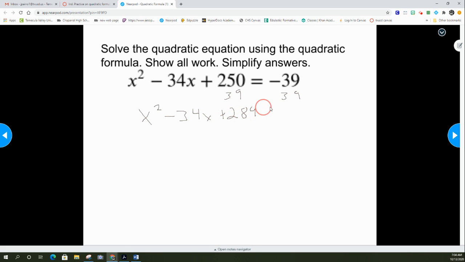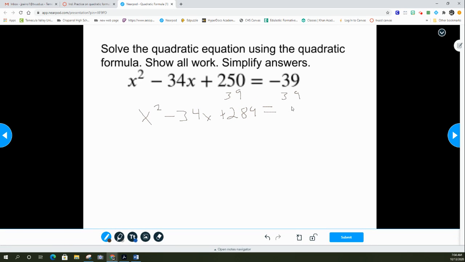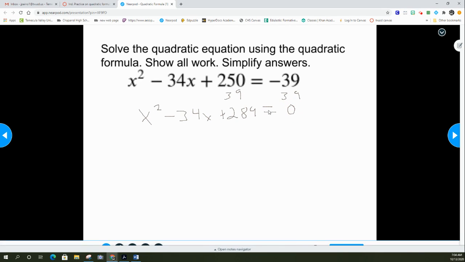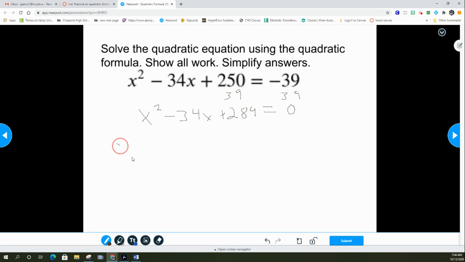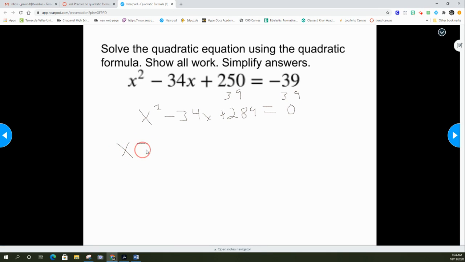I'm going to get some pretty big numbers here with this one, so you're probably going to want a calculator to help you out with some of these numbers. So x equals negative b plus or minus the square root of b squared.